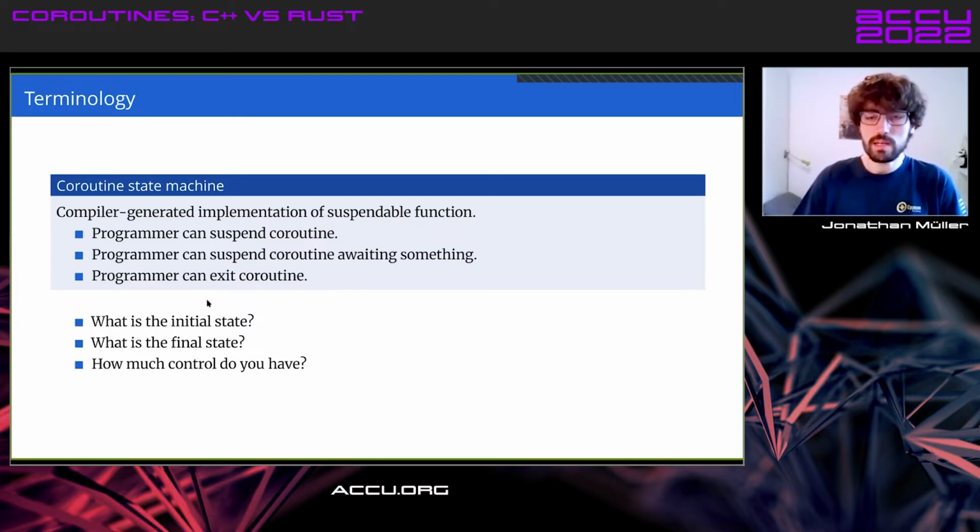Open questions here are, what is the initial state of the coroutine? So when you call the coroutine, does it start as suspended or not? Also, what is the final state? So when you're done with the coroutine, what happens then? And how much control do we have over this compiler-generated state machine, right? Can you tweak it a bit? Can you customize it? And so on.